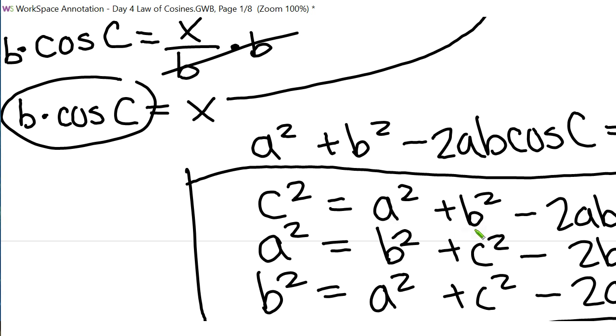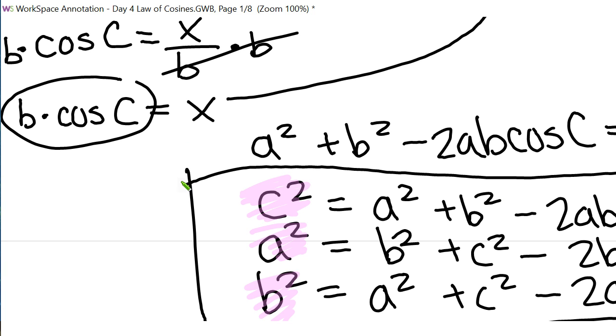So the first thing I want to point out is notice over here we have C squared by itself. And what angle do we have over here with the cosine? C. Over here I have A squared by itself. What angle do I have with the cosine? Angle A. Over here I have B squared by itself. What angle do I have over here with the cosine? B. So those are always going to match every single time.